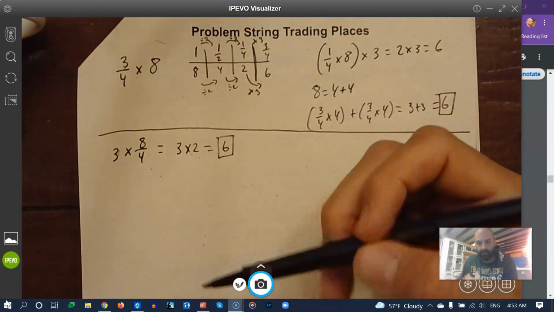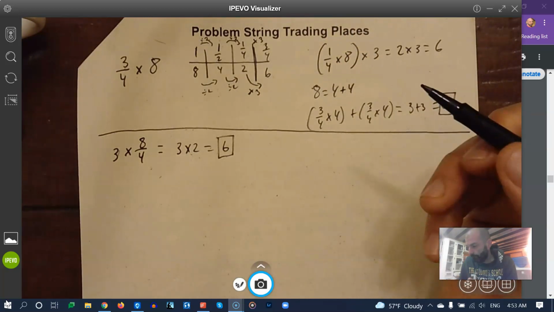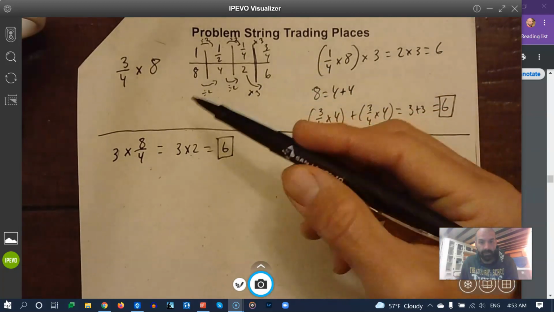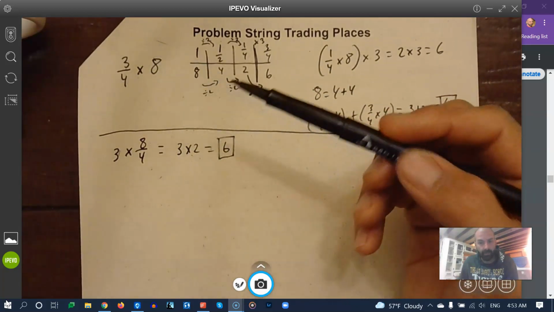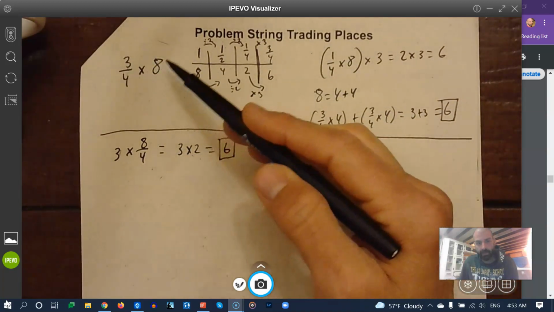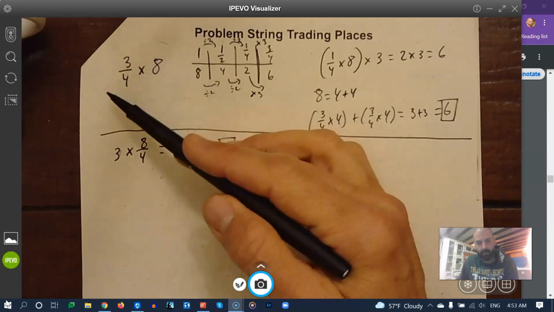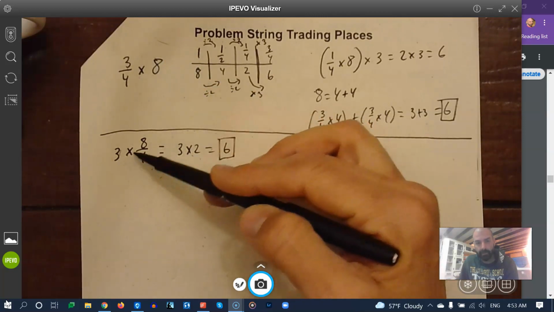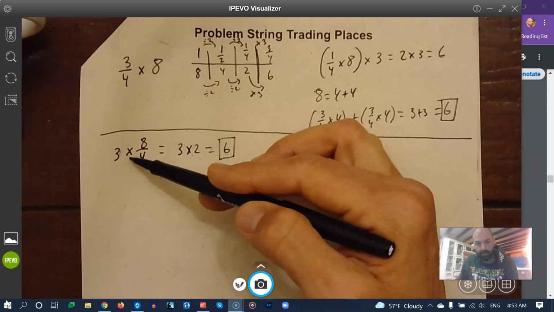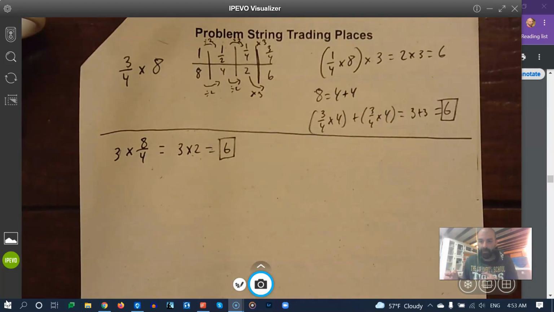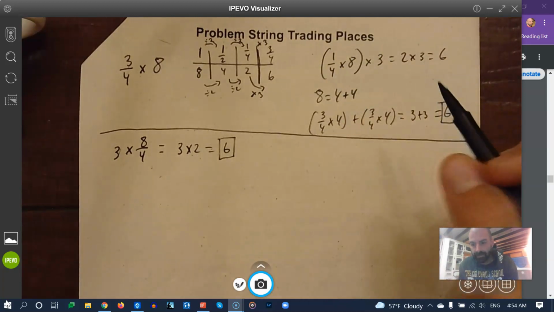And so this is the big idea of this problem string: we don't have to do what they tell us to do at the beginning. We can think about it and change things a little bit. If we have a problem like 3/4 times 8, and we see that 8/4 makes my life easier, I am allowed to rewrite it as 3 times 8/4, because 8/4 is 2, and then I just know that this is 6. So we're going to look at some combinations where you're going to be able to trade places, to swap some numbers to make your life a little simpler.